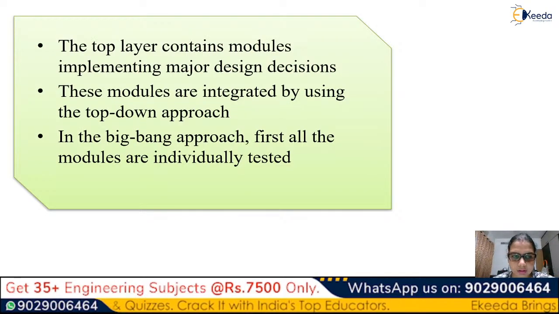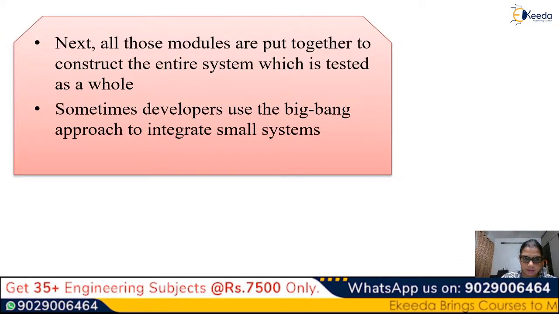So I'll just read this out. In the Big Bang approach, first all the modules have gone through the unit test, and later all these modules are put together to construct the entire system, which is tested as a whole. Sometimes developers use the Big Bang approach to integrate a small subsystem. So break the complex one.